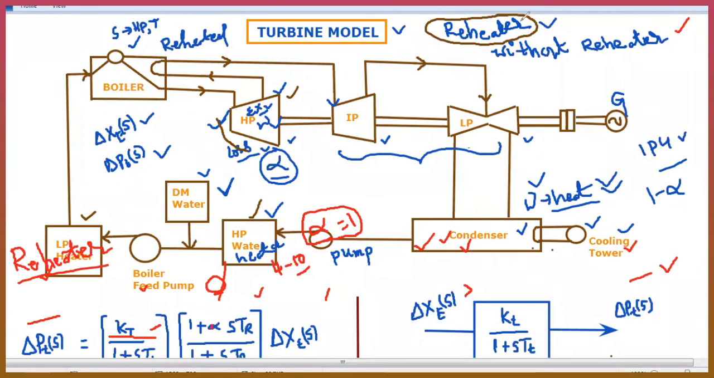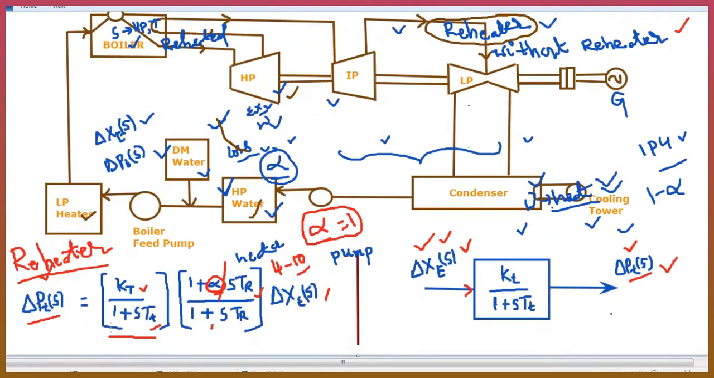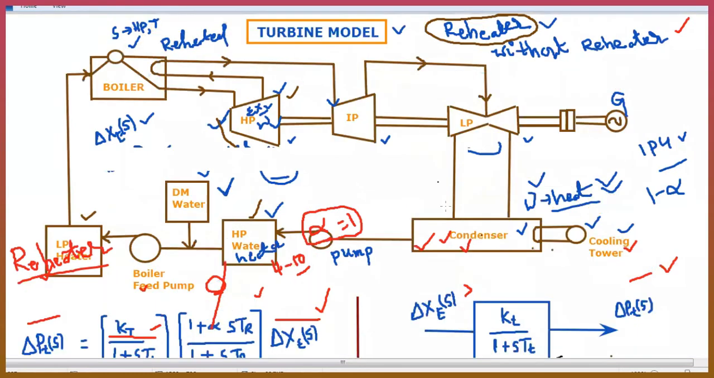And after that, as we consider the reheating facility, the turbine transfer function will be like this: delta PT(s) over delta XC(s). And without reheating, for simplification purposes, we consider the without-reheating case, alpha equal to 1, so that the reheat term will vanish, and we will get delta PT(s) over delta XC(s), and it will be represented in the block diagram like this. So this is what is happening in the turbine model.